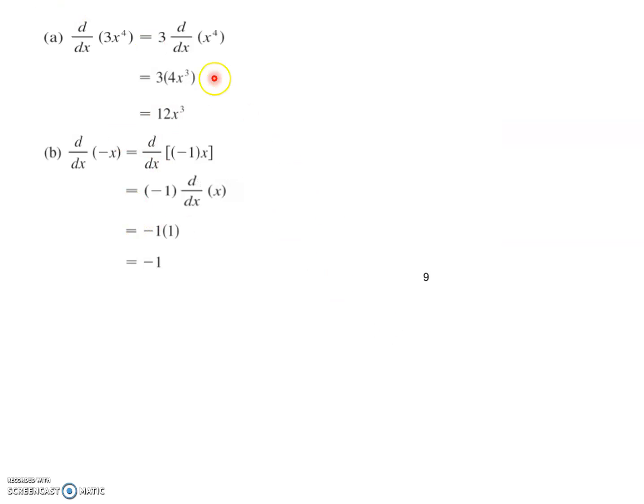Now we have to take the example. Derivative of 3x raised to 4. 3 constant remains the same. Derivative of x raised to 4 is 4x cube. 4 into 3, 12x cube. Derivative of negative x: negative remains outside the derivative. x derivative is 1. Minus 1 into 1. Final answer is minus 1.